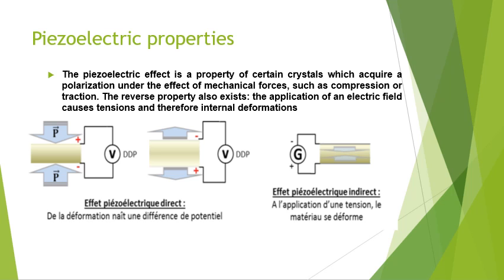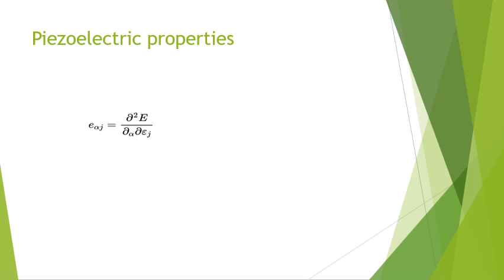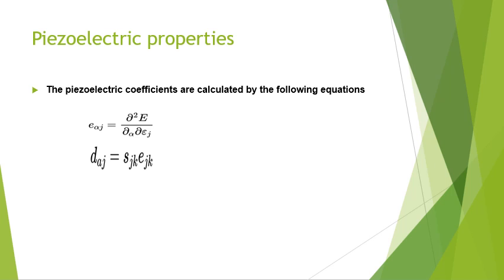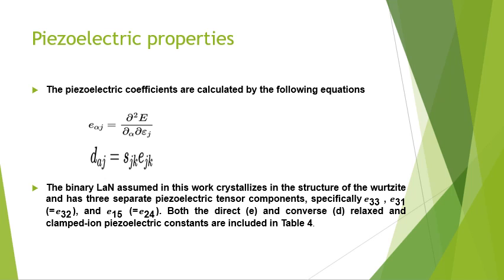So the most common carried out is the macroscopic point of view. So in our calculation we use the linear response calculation, second derivative of the energy with respect to the strain and the electric field. The property of response to a microscopic and static electric field can be calculated with the DFPT. So our compound crystallizing in the wurtzite structure has three separate piezoelectric tensor: E33, E31, E15. So also we have the dielectric and converse piezoelectric constant.